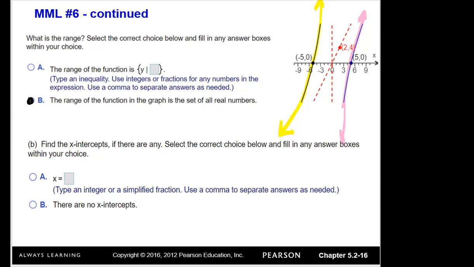And then I got part B in here. It says find the x-intercepts. So for part B, my x-intercepts would be this point right here and this point right there, which would be -5 and +5. So use a comma to separate. So in this box, -5, 5.